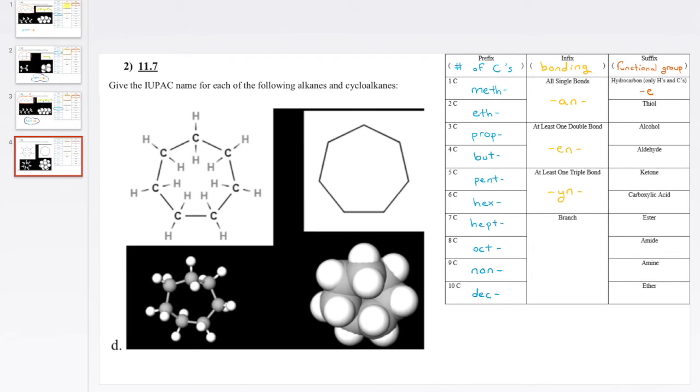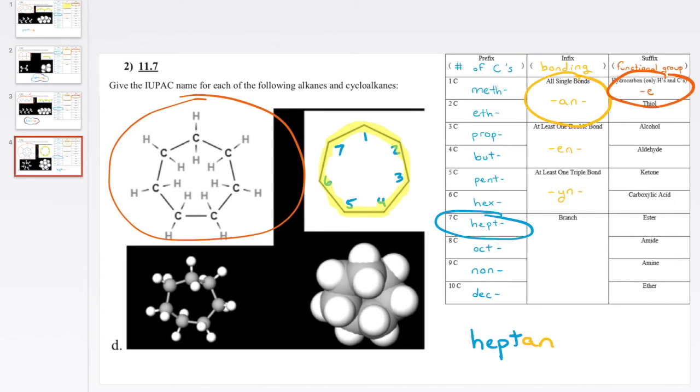All right, in this one. Now it is a ring, we'll deal with that in a second, but first we just follow the same procedure. So let's see how many carbons we're dealing with. 1, 2, 3, 4, 5, 6, 7. 7 carbons, prefix is hept. In this, we only have single lines through this whole thing. We don't have any double or triple lines, so we only have single bonds, and the infix is AN. And it's a hydrocarbon. There's only hydrogen and carbon in this molecule, so the suffix is E.